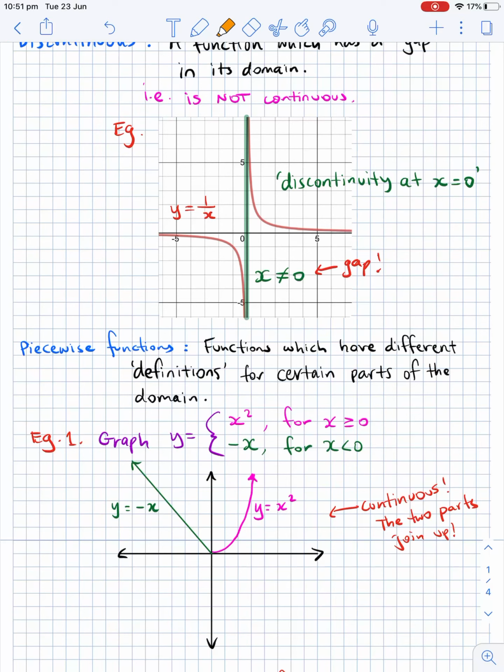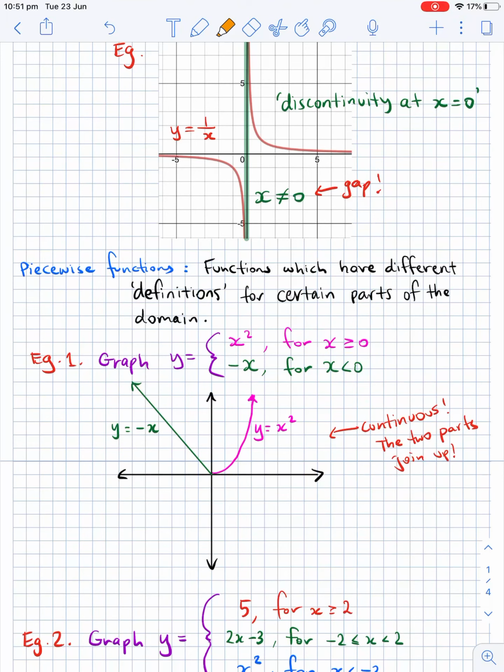So when x is greater than or equal to 0, for all our positive x values over here, we can see that our function is x squared. So that's why we see this parabola over here. When you get over into the negative values of x, when x is less than 0, we can see that our function is negative x. So we get a line which has a gradient of -1 and a y-intercept of 0. So we get this green line here.